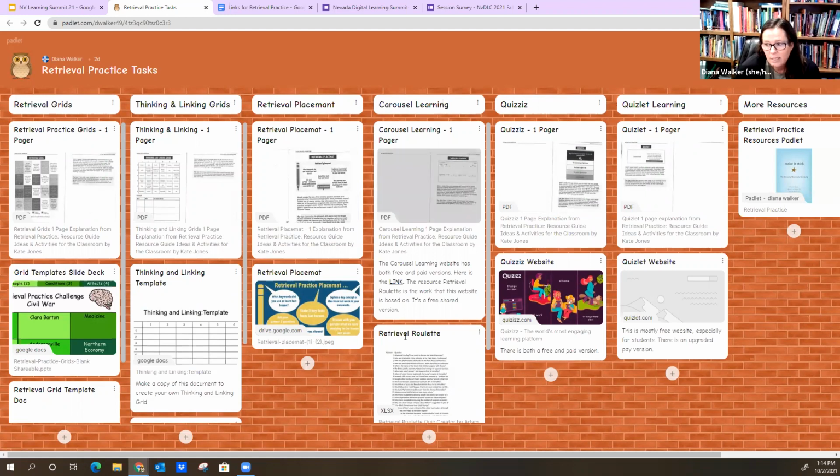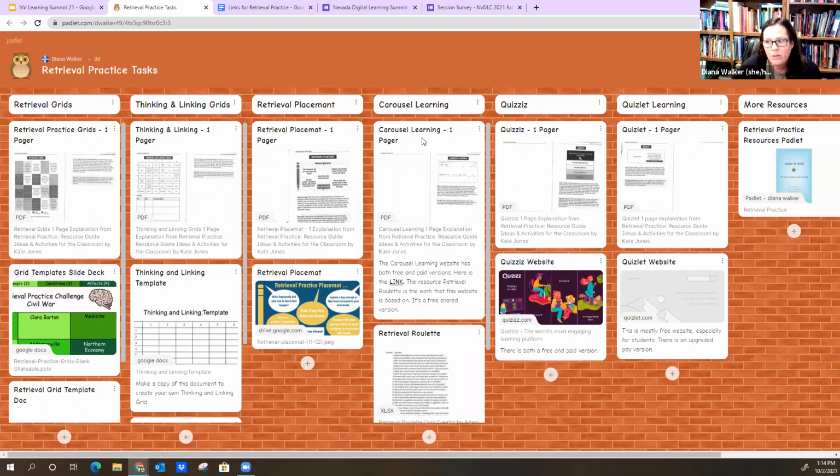Carousel learning comes from the work of Adam Boxer, where he created an Excel spreadsheet so that he could have all of the questions for all of the units and then create spaced quizzes for them. His retrieval roulette is what he called it. His Excel spreadsheet is linked here. It is free. All you have to do is replace his questions with yours, and then you have spaced quizzes.